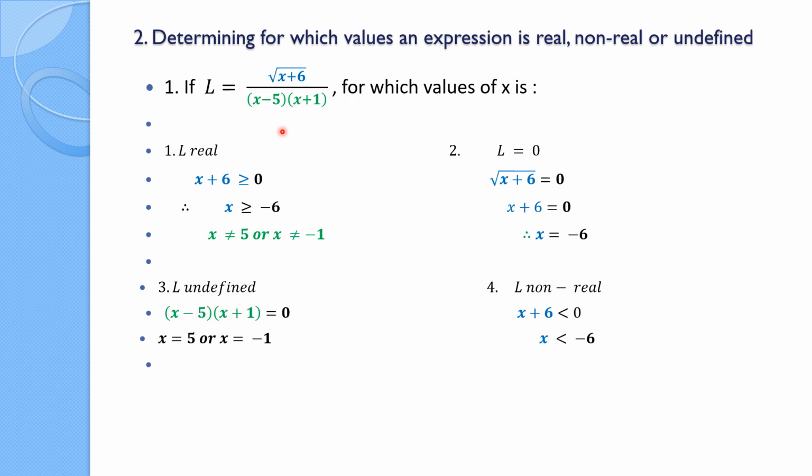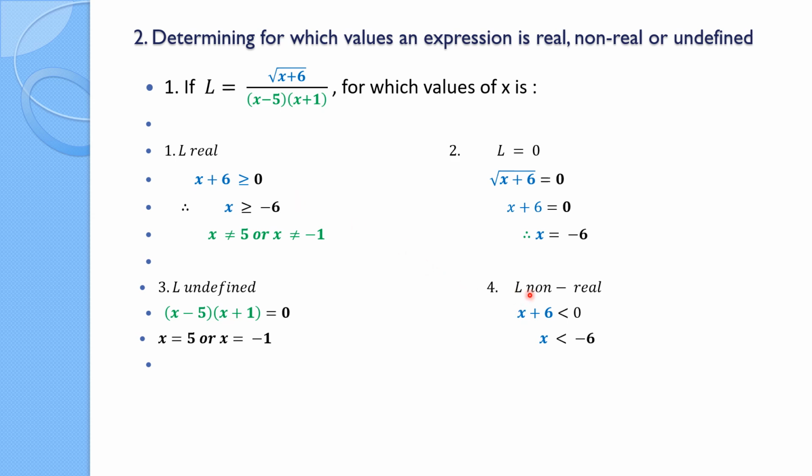Alright, number 3, for which values of x is L undefined. So for it to be undefined, the bottom must be 0. So there, if I make x minus 5 times x plus 1 equal to 0, therefore x equals 5 or x equals minus 1. Because 5 minus 5 is 0. Anything divided by 0, undefined. Minus 1 plus 1 is 0. Anything divided by 0, undefined.